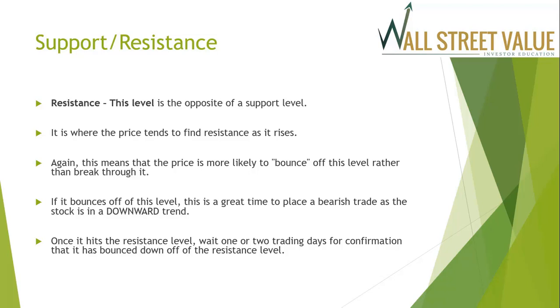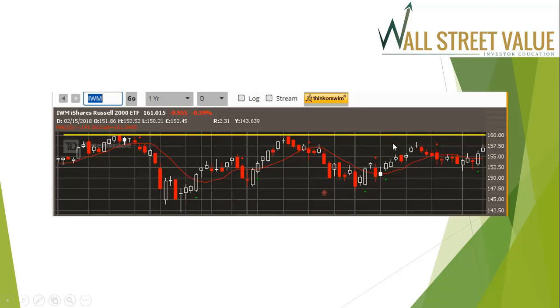Once it hits a resistance level, wait 1 or 2 trading days for confirmation that it has bounced down off of resistance. And here's the ETF for the Russell 2000, it's IWM. And here, this is the top, ceiling, and resistance, known as all three. So it hits resistance, then it comes falling down a little bit, comes back up, and it hits that ceiling. It's not going above that ceiling. Comes back down. Almost hits the ceiling again, comes back down.